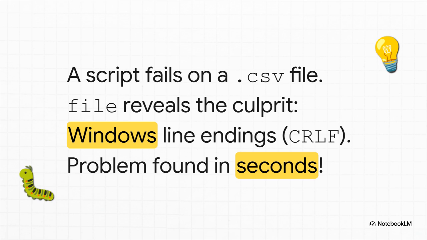All right, now for a sneakier one. You've got a script that keeps choking on a CSV file. You open it up and everything looks perfectly fine. But then you run file on it and it reveals the culprit: ASCII text with CRLF line terminators. Those are Windows line endings. Linux scripts are expecting a different kind, and that mismatch is what's breaking everything. The file command just saved you from hours of painful debugging.